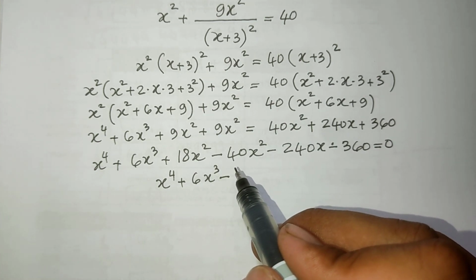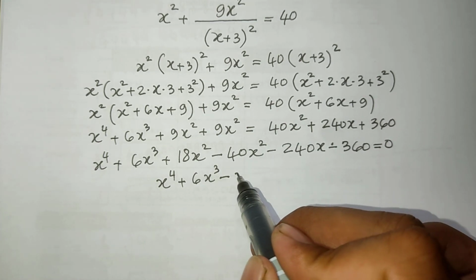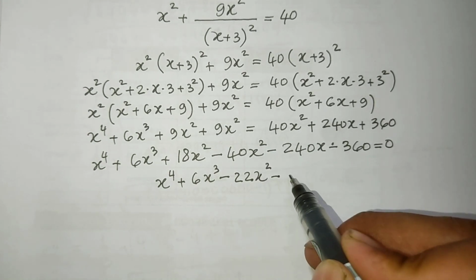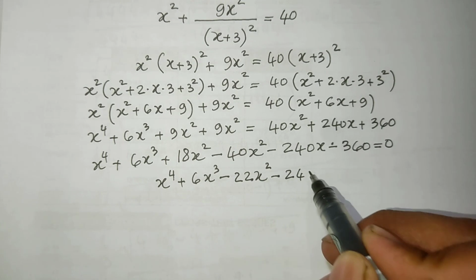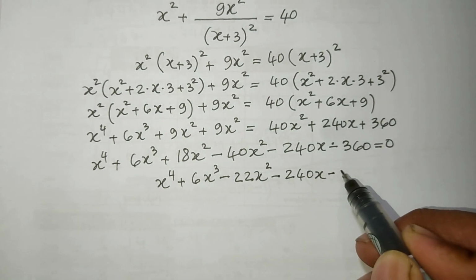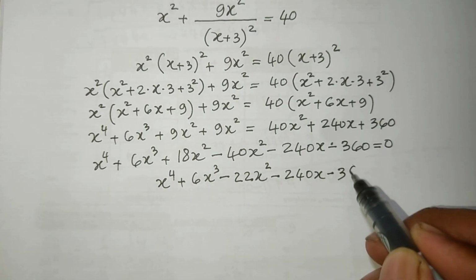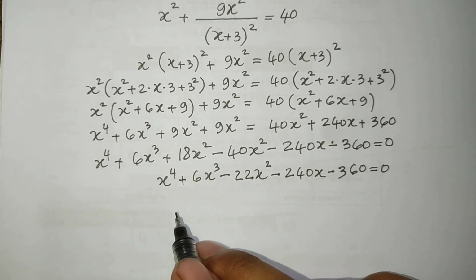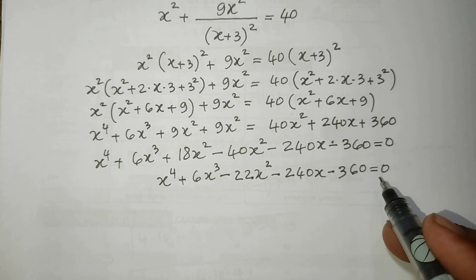Now we get the equation x to the power 4 plus 6x cubed minus 22x squared minus 240x minus 360 is equal to 0. And now we use synthetic division.